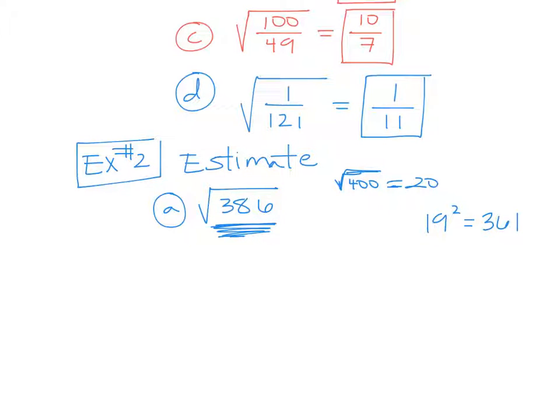Do you think it's closer to 19 or closer to 20, based on the fact that this is 361, this is 400, this is 386? Is that 386 closer to 400 or closer to 361? It's closer to 400, right? So if we had to approximate this, we'd say it's close to 20. You know how to do approximately? That's the double tilde. Okay, that means it's not 20, but it's close to 20.